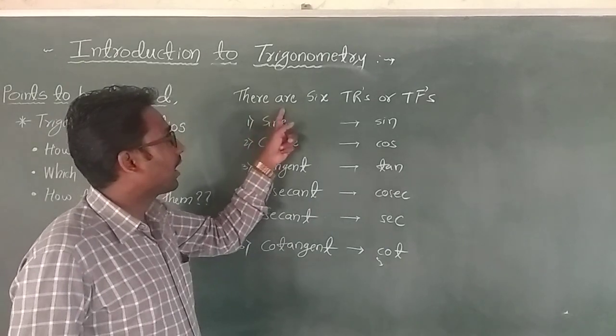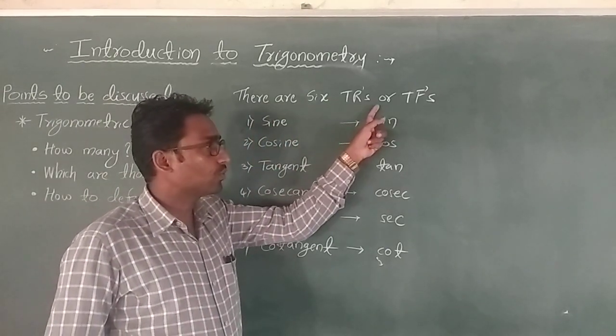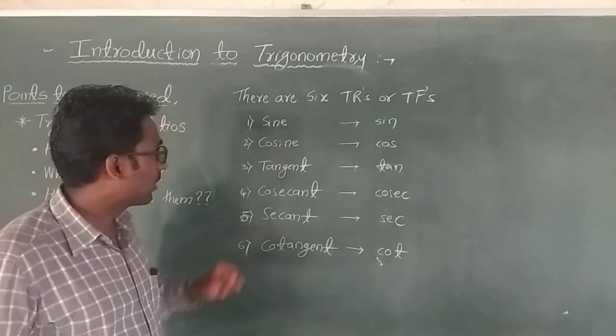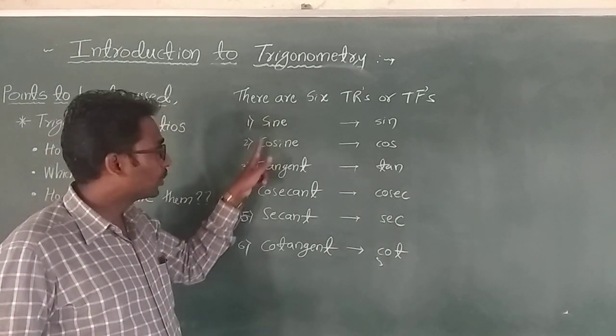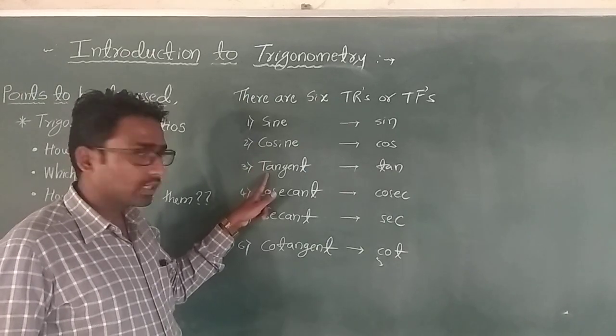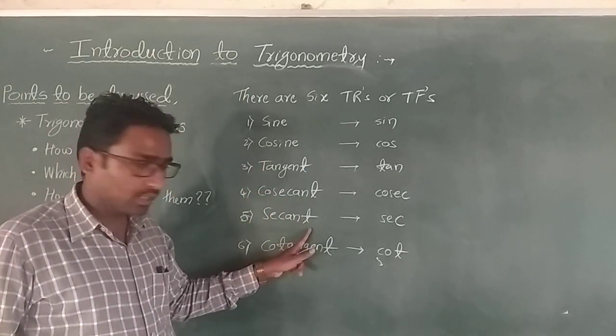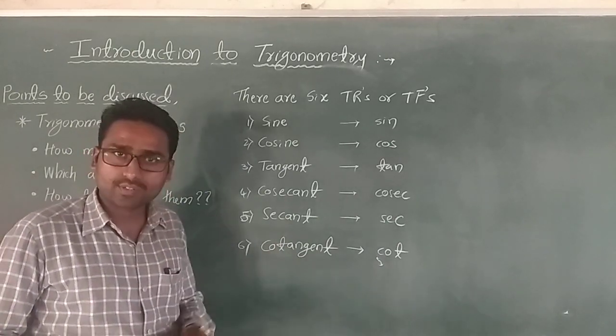Students, there are 6 trigonometric ratios, also called trigonometric functions. They are number 1 sine, 2 cosine, 3 tangent, 4 cosecant, 5 secant, and number 6 cotangent.